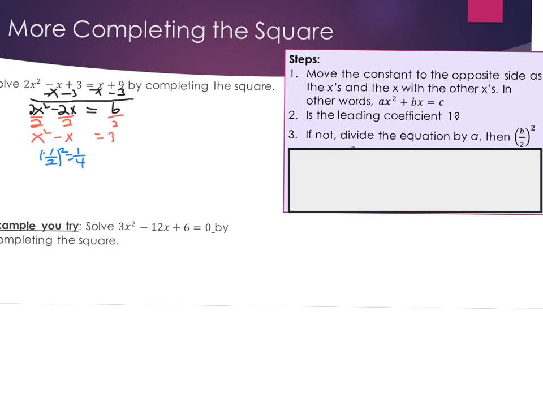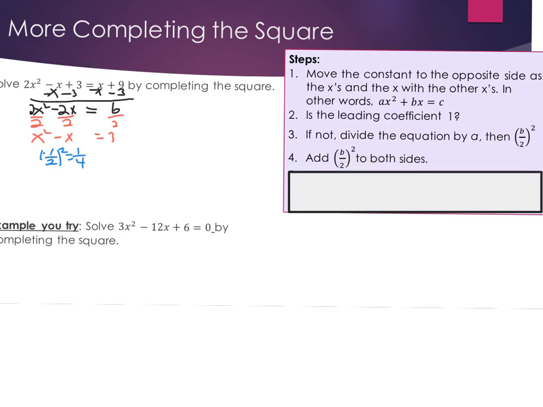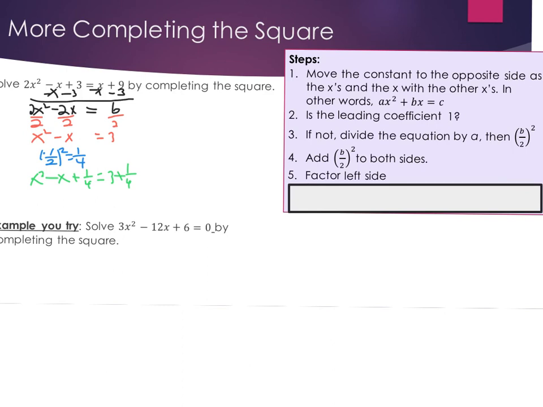And remember the next thing that we did was we added that value to both sides. So we're going to take that 1/4 and add it to both sides of the equation. Next, remember that trick we talked about in the previous example. When we factor the left side, it will factor to (x minus 1/2) quantity squared, and 3 plus 1/4 is 3 1/4, or 13 over 4.